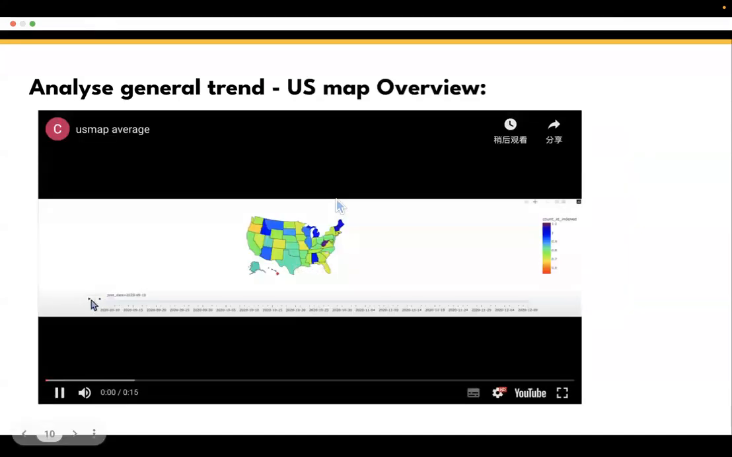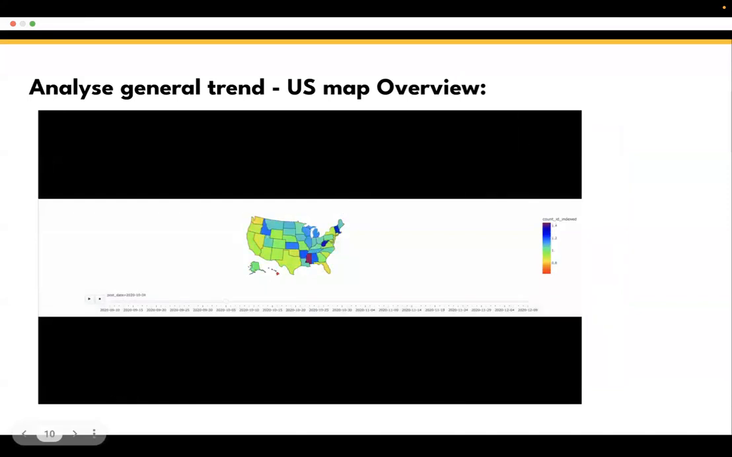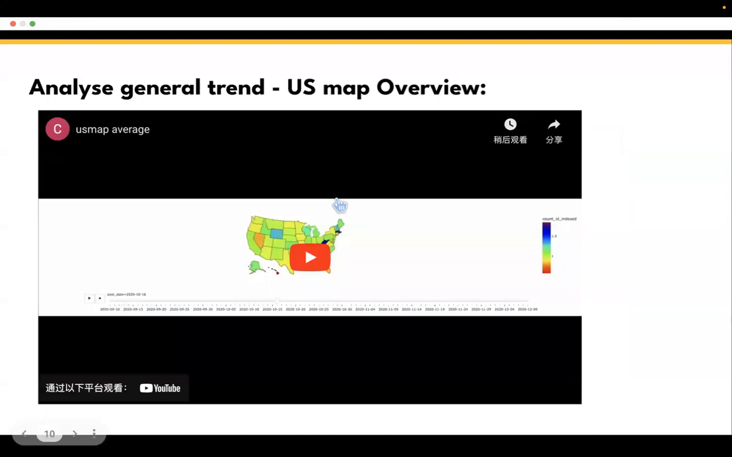This is the animation we did for the general trend of the US job market, responding to each state. So as you can see, from September 2020 to December 2020, the general trend of the US job market is decreasing.